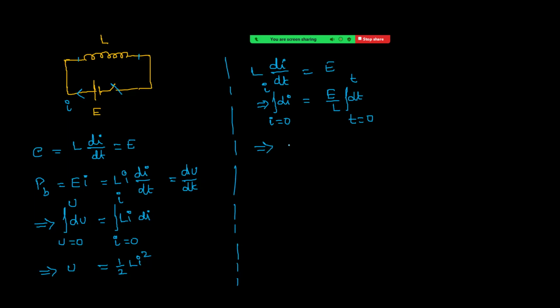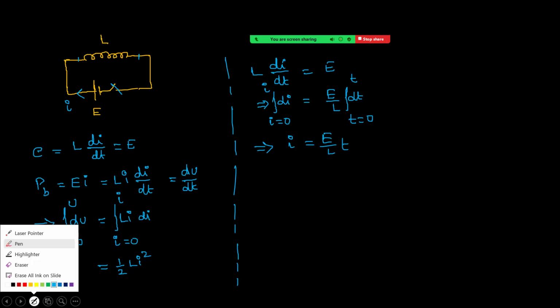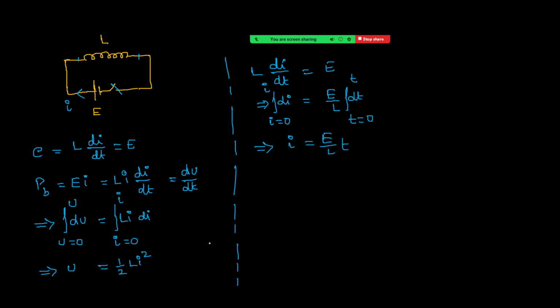Then see what we get. I equal to E upon L into T, right? So this is the current in the inductor as a function of time. Suppose you want to plot a graph, then see, it is y equals mx, right? It is a straight line passing through the origin. So I'm plotting here a graph of current versus time.